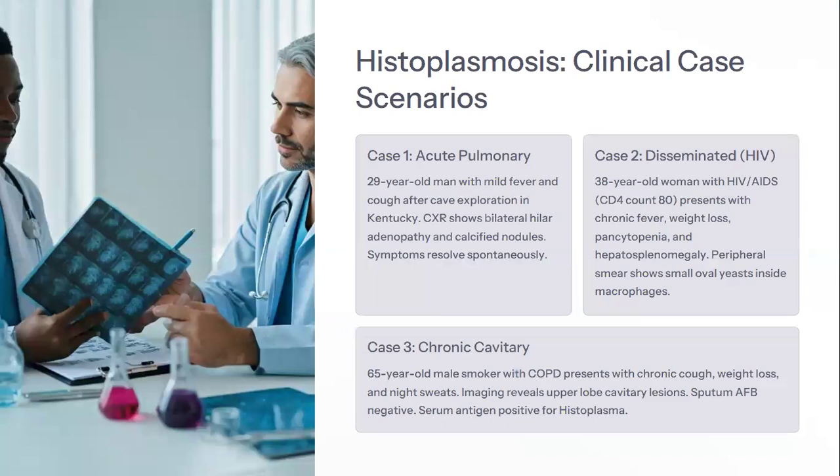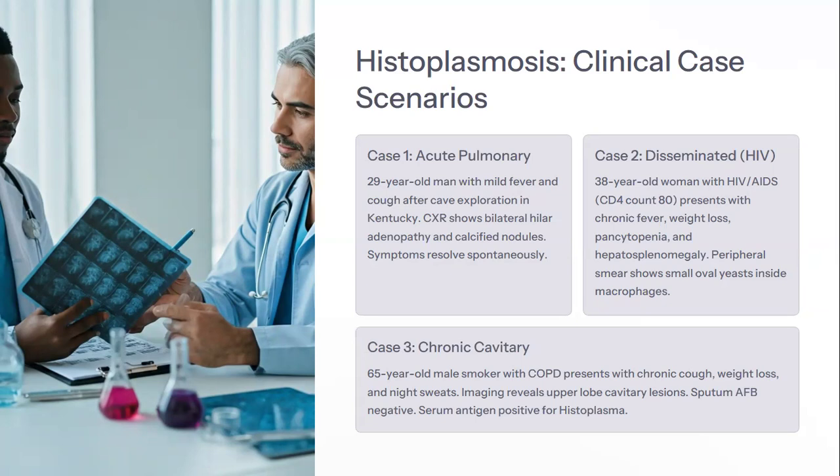And there are three case scenarios. The first scenario is a 29-year-old man with mild fever and cough after cave exploration in Kentucky. So you see the cave exploration. There is a risk factor for histoplasma. Chest X-ray shows bilateral hilar adenopathy and calcified nodule. Symptoms resolve spontaneously. So this is a case of mild histoplasma infection, which is acute pulmonary histoplasma infection in an immunocompetent patient.